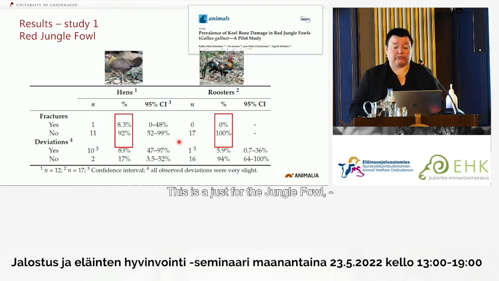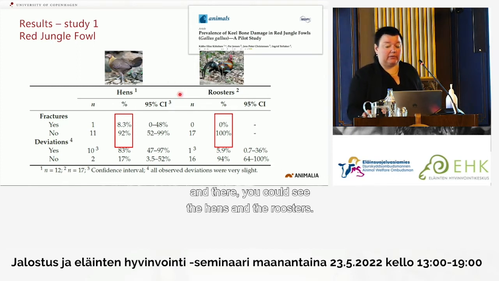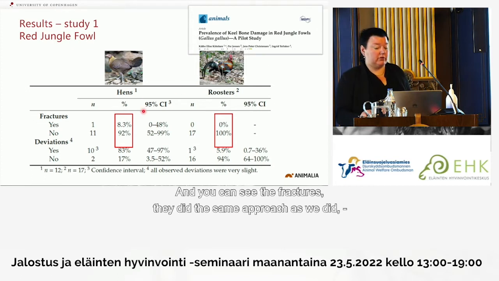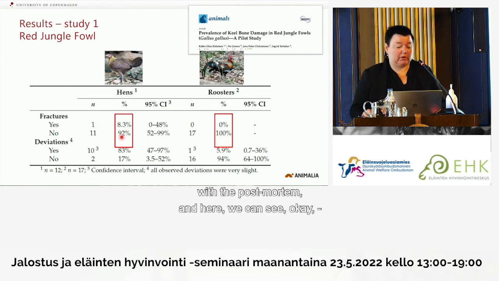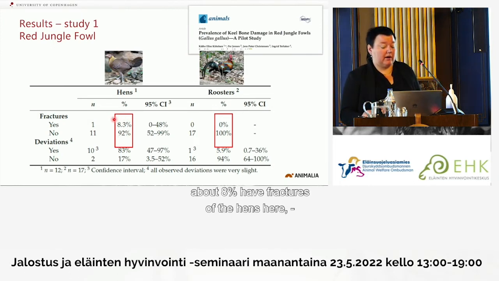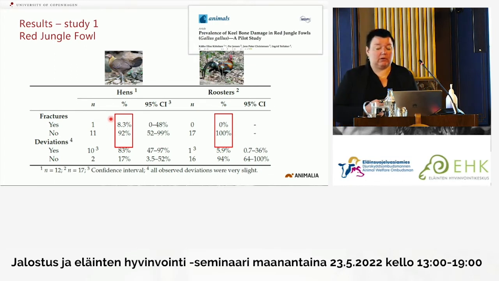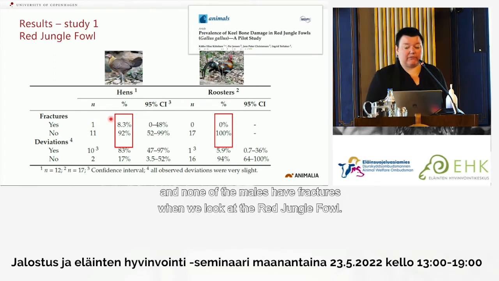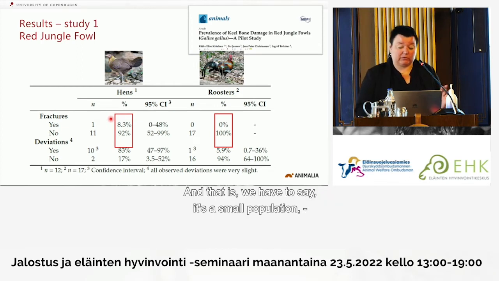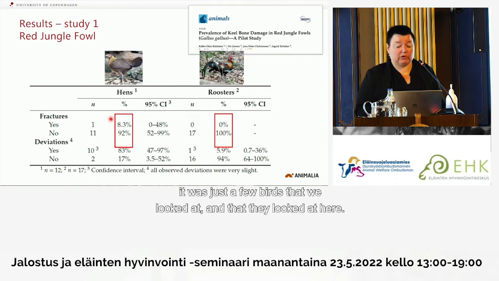That is just for the jungle fowl, and there you can see the hens and the roosters. And you can see the fractures. They did the same approach as we did with the post-mortem. And here you can see, okay, about 8% of the hens have fractures, and none of the males have fractures when we look at the red jungle fowl. And we have to say, it's a small population. It was just a few birds that they looked at here.